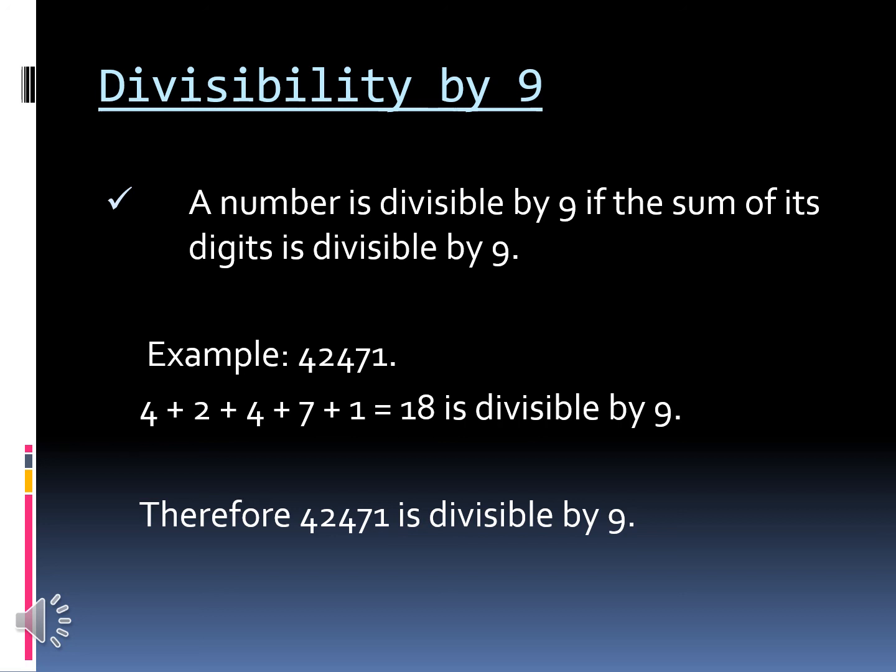Here we have an example, 42,471. It's a large number. So let's find the sum of the digits, that is 4 plus 2 plus 4 plus 7 plus 1, which gives us 18. And all of you know that 18 is divisible by 9. Therefore, the complete number 42,471 is divisible by 9.